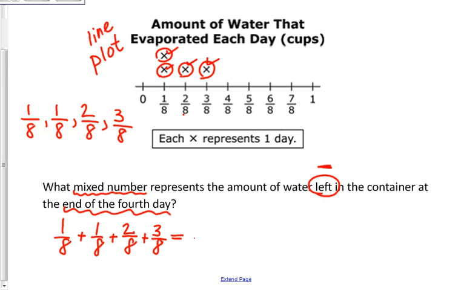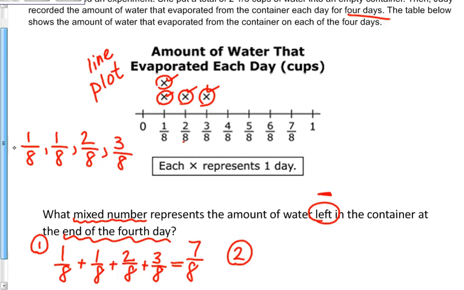So it's going to be 8ths because that doesn't change. 1/8 plus 1/8 is 2/8. Plus 2/8 is 4/8. Plus 3/8 is 7. So 1 plus 1 plus 2 plus 3 equals 7/8. That was evaporated. But that's just the first step. My second step is how much is left. So we have to look at how much we started with.